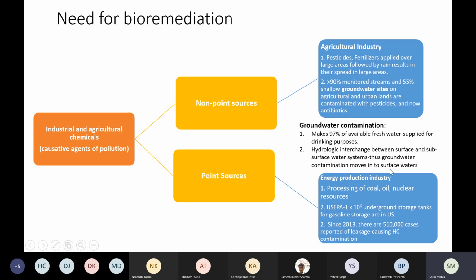Okay, so that is why it becomes quite a bit of concern that you have all of these things which are now occurring, and there are large areas which are contaminated. Now, unlike the plants, microbes will provide a very good solution for addressing such kind of pollution.